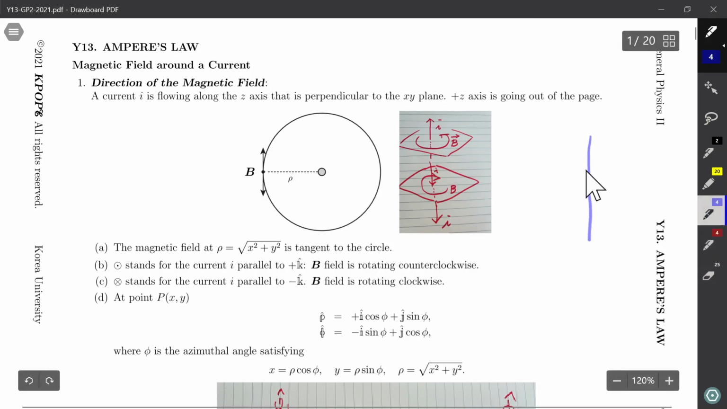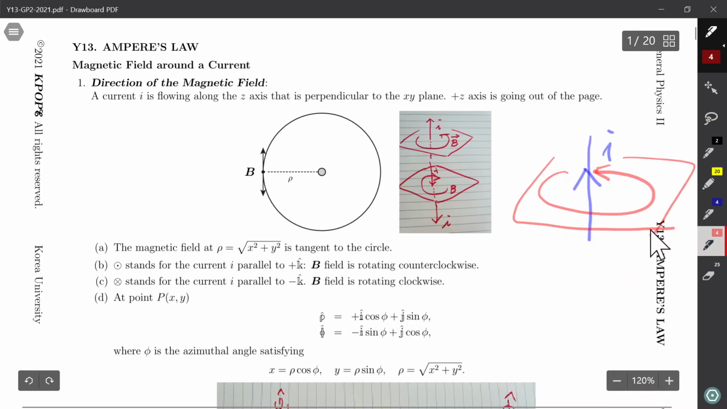Suppose that we have a current I, and a magnetic field is generated around that current on the plane, counterclockwise when seen from the direction of the current. Seen from the head of the arrow, it's rotating counterclockwise. What is the magnetic field?